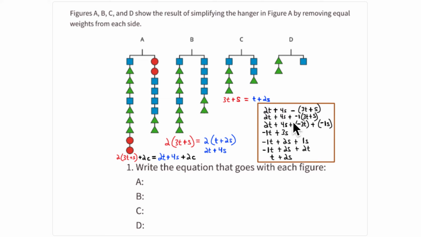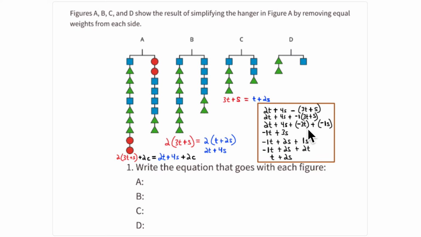Actually, you're going to add the additive inverse. So instead of subtracting a positive 1 times all of this, you're going to add the additive inverse, which is a negative 1. So it's easy to get confused. And so what's the opposite of 3t plus s? It is negative 3t minus s. A negative times a positive is going to give you a negative value.